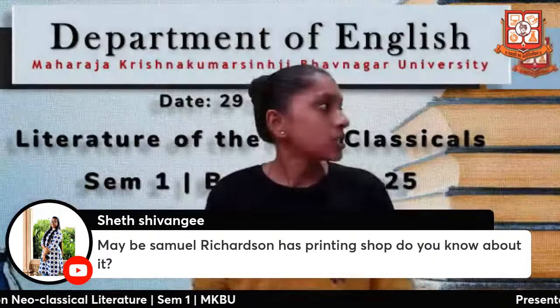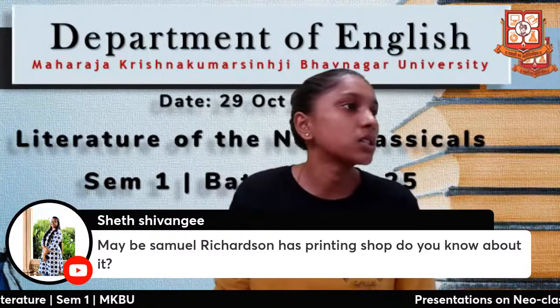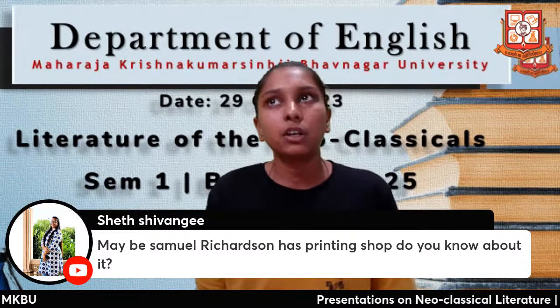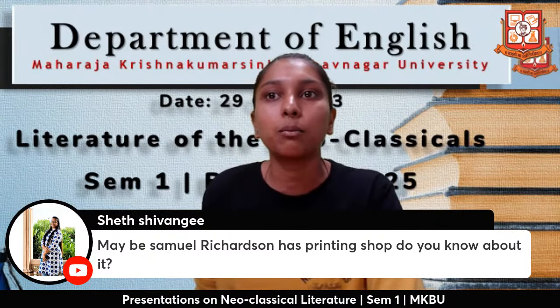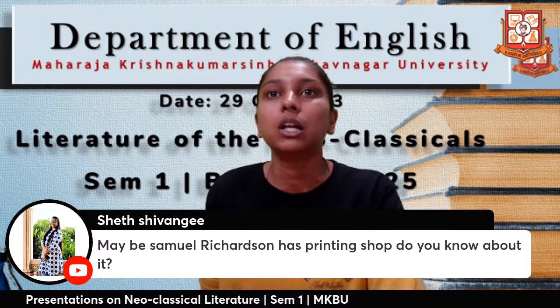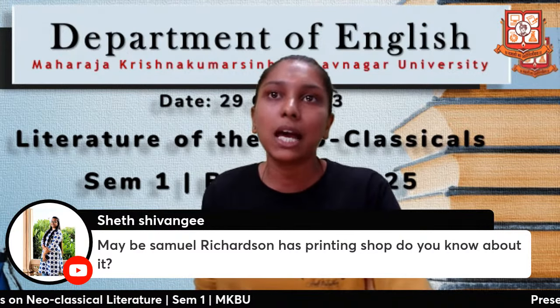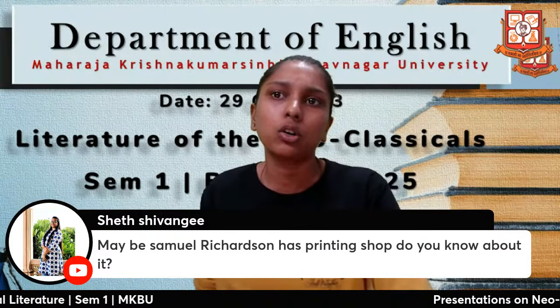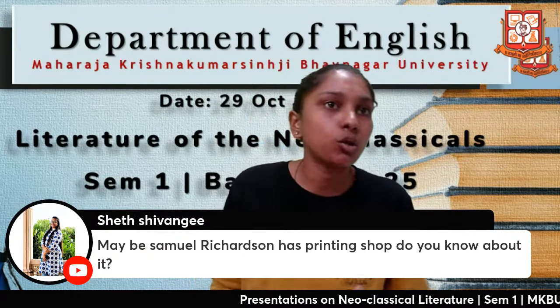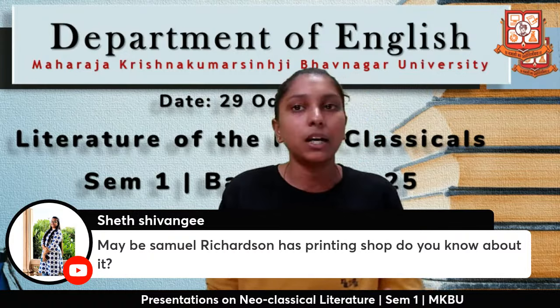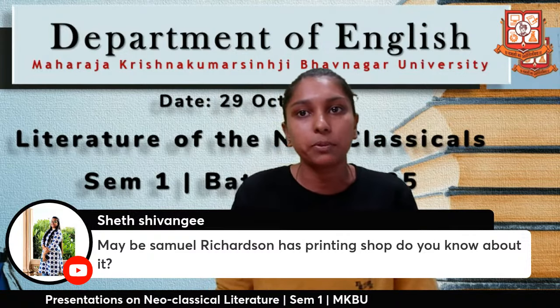Maybe Samuel Richardson had a printing shop. Do you know about it? Yes, Samuel Richardson had a successful printing shop. He printed more than 500 works, including those of Daniel Defoe, Sarah Fielding, and John Collier. Not only works, but he also printed pamphlets, periodicals, and newspapers as well. Thank you.